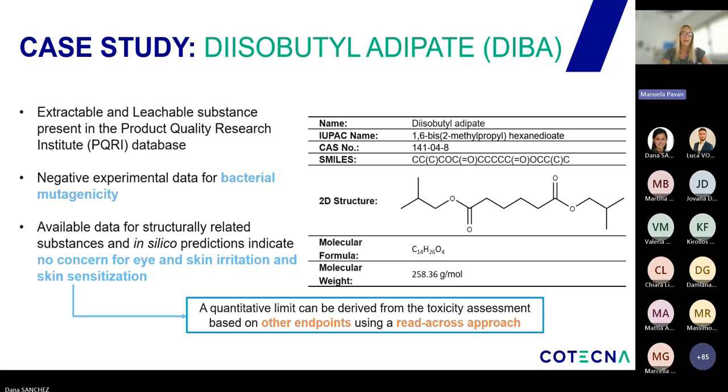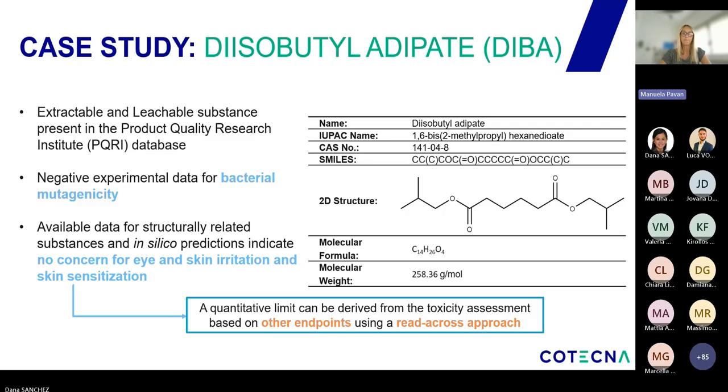In this slide, I'm illustrating a case study that focuses on isobutyl adipate. This is a compound with limited toxicological data included in the PQRI database. There were experimental data showing that the compound is negative for bacterial mutagenicity. Also, available information suggests that there is no concern for skin and eye irritation and skin sensitization. However, due to insufficient data to directly derive a compound-specific limit, a quantitative limit was established by using a read-across approach.